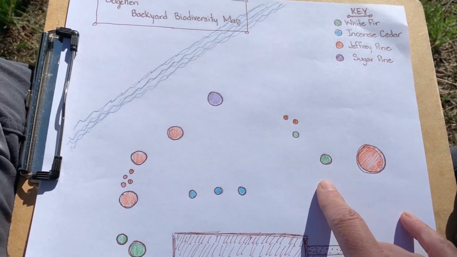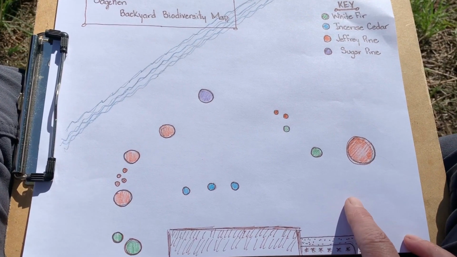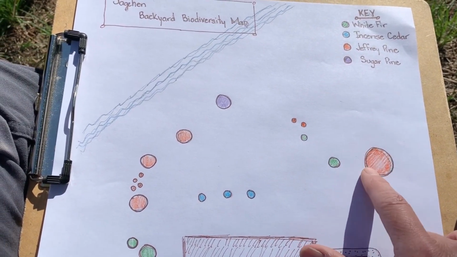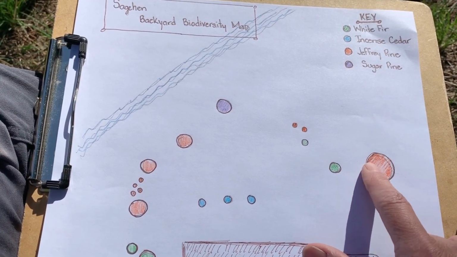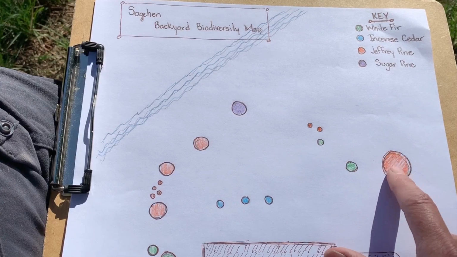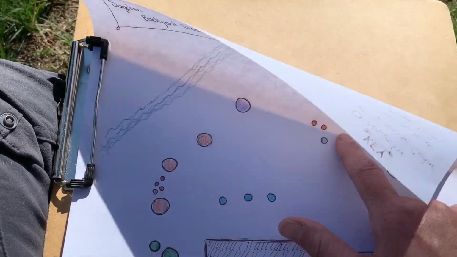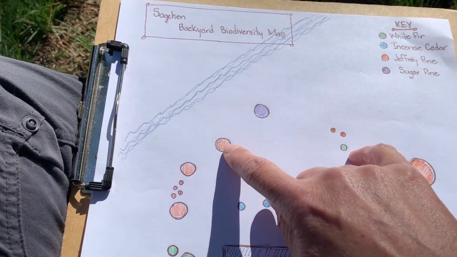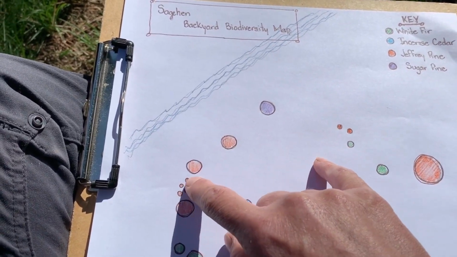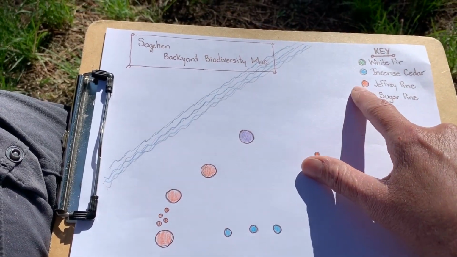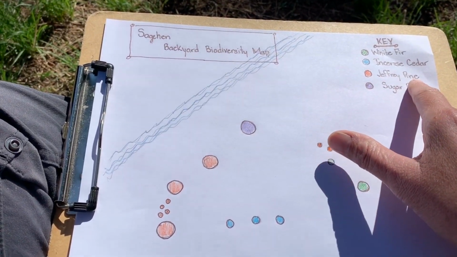After that, I decided I wanted to go a little further and find out what the other trees were in my backyard. So I started with this great big tree. I added that circle there. And then I used the tree key and identified it and found out it was a Jeffrey pine. Once I knew that one was a Jeffrey pine, then I started walking around and I found several other Jeffrey pines, some smaller ones here, and then some medium size and smaller ones there. I added those circles and then colored those in orange and added that to my key.